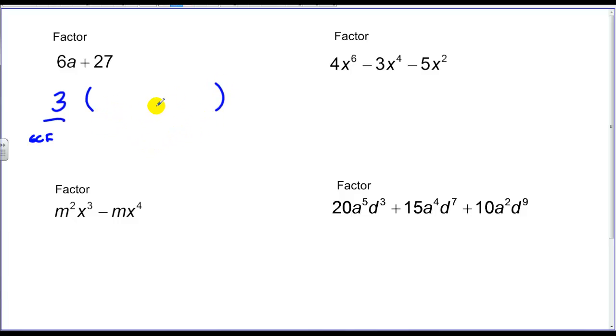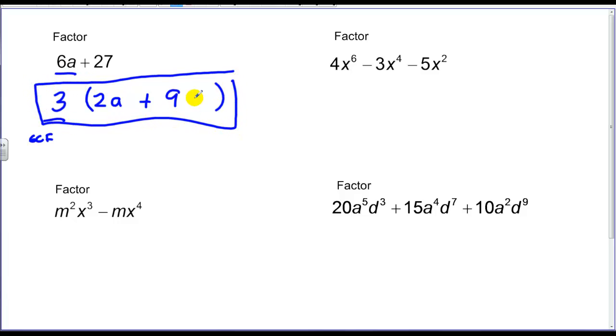Now what I have to do in order to find out what term multiplied by the greatest common factor is going to get me 6a plus 27, I have to say 3 times what is 6a? Well, 3 times 2 is 6, and I need the a term, so I keep that in the problem. Then I'm going to have an addition, and I have to say 3 times what is 27? It's going to be 9. And this is my factored form for 6a plus 27.